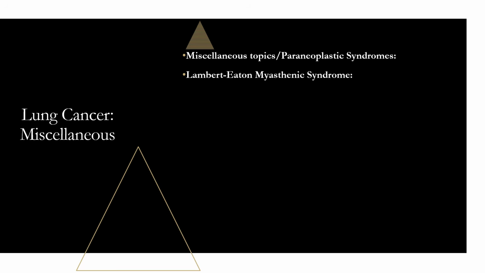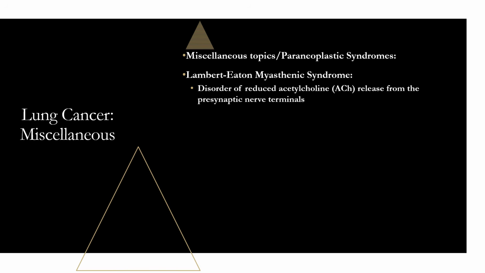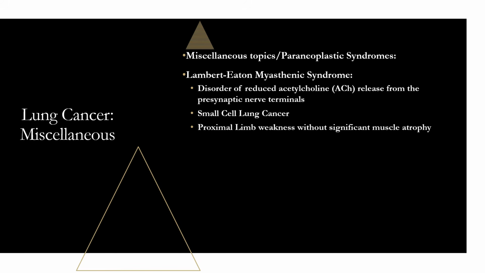So first, let's start with Lambert-Eaton myasthenic syndrome. This is a disorder of reduced acetylcholine release from the presynaptic nerve terminals, and it's from antibodies against the presynaptic voltage-gated calcium channels that prevent the release of acetylcholine. That's what happens here. You don't have as much acetylcholine, which is going to lead to a number of different things. Now, this is commonly seen in small cell lung cancer. It can be associated with a number of malignancies, but small cell lung cancer is the most common associated tumor you'll see with this one.